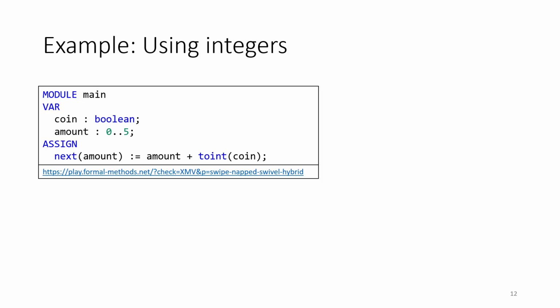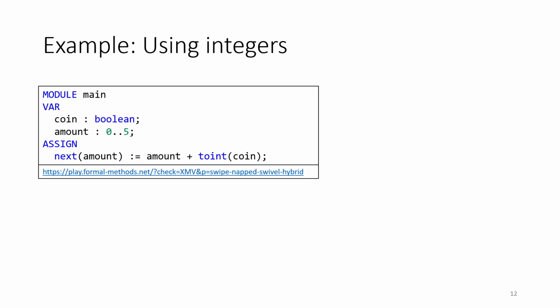So let's look at this one. This one uses some interesting functions. So it's like a vending machine where we have a sensor that says there's a coin right now. In the current state, there's a coin, and then we have an amount that counts the coins, right? So what's going on here is we say in the assignments that the next amount is simply the current amount. So here we have it wrapped in the next, which means that it's in the next state.